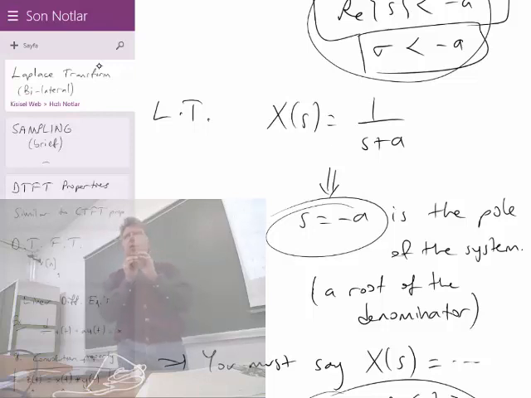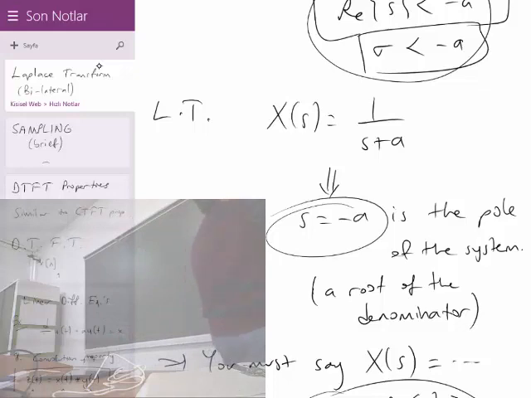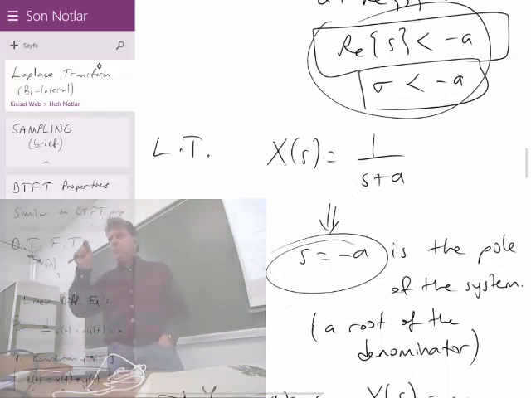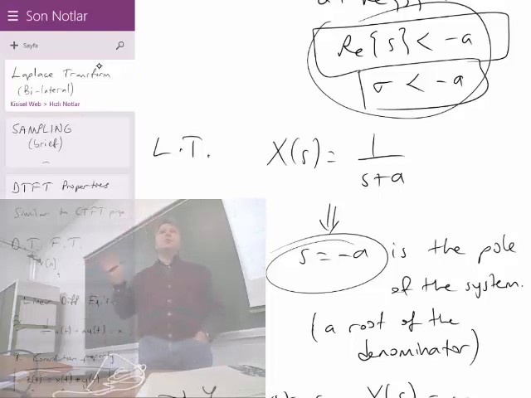We locate a pole at the position of s is equal to minus a, which makes the denominator equal to 0. Okay? And then we put a cross over there. That will be our pole. That pole is a boundary. It must be a boundary. If it's out of the region of convergence, then we don't care about that pole. But if it is related with the region of convergence, then it defines the boundary of the region of convergence.